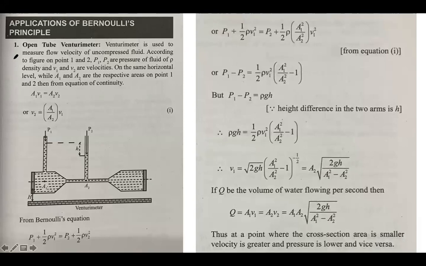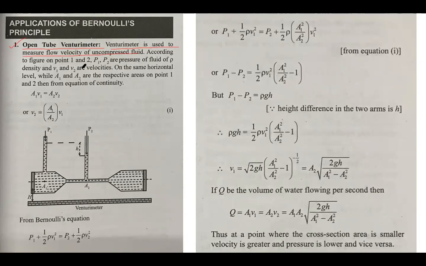A Venturi meter is a device where you are able to measure the speed of the liquid. A Venturi meter is used to measure the flow velocity of incompressible fluid. The first device which we are studying is the open tube Venturi meter. It is used to measure flow velocity of incompressible fluid.